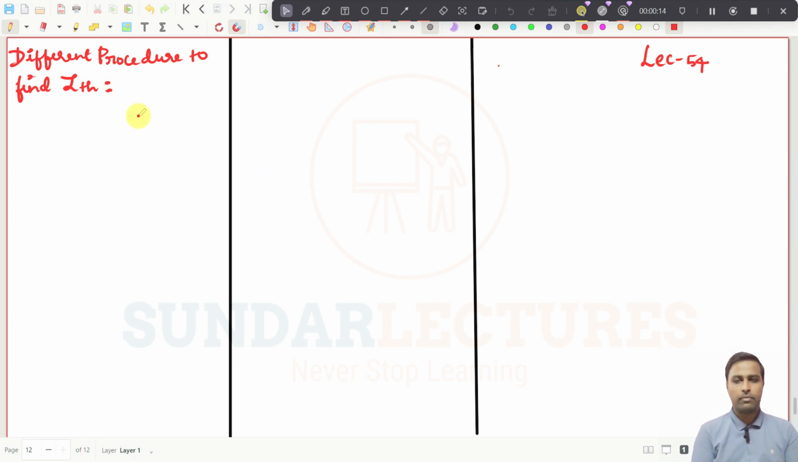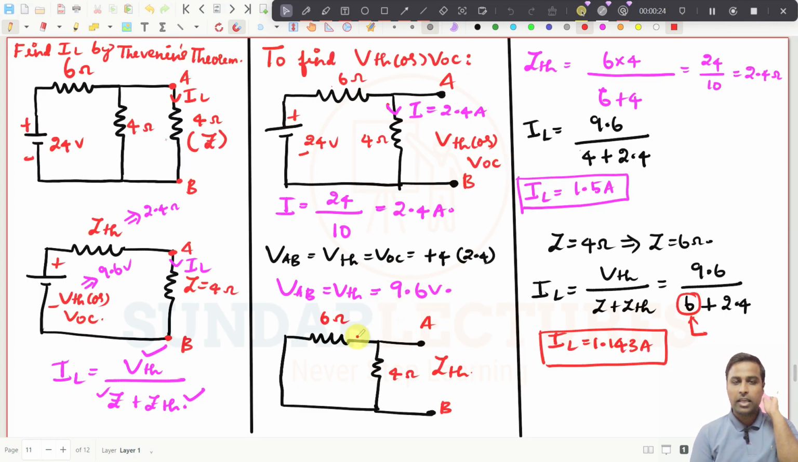We will solve a dependent sources problem by applying Thevenin's theorem and Norton's theorem. Before that, we try to find ZTH with a different procedure. See, if you want to find ZTH, you need to open circuit the load resistance, whatever the resistance connected across point A and point B, and deactivate all the sources in the linear network. If it is a voltage source, you short circuit it. If it is a current source, you open circuit it. Then we find the impedance across these 2 points by simplifying this network.